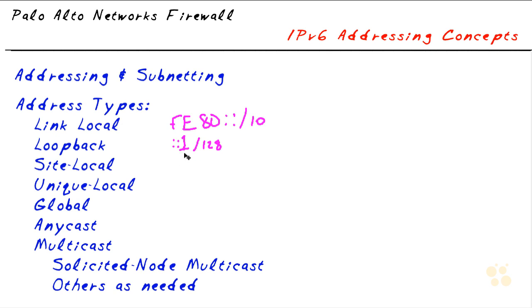Site local, well, this is deprecated. I would still be familiar with it from an exam standpoint. This was my first stab at private addresses. FEC0::/10. Unique local is the new way of doing things. So FC00::/7. And we'll get into the details on that as well. This is private addressing. Or both of these were, but this one no longer exists.